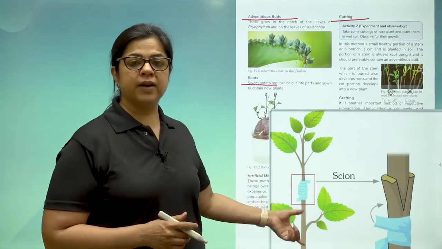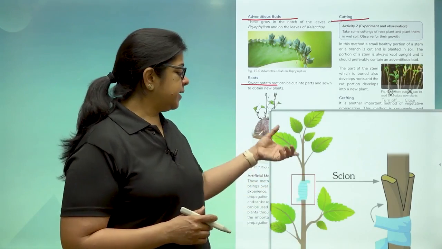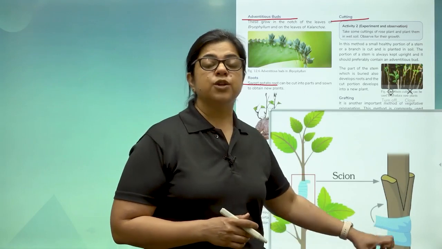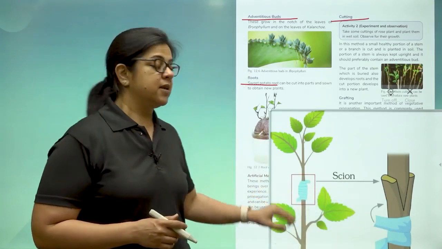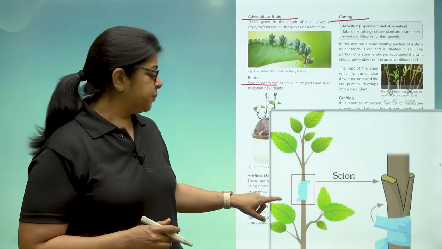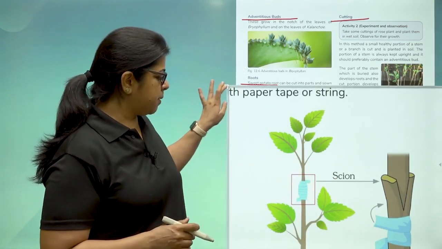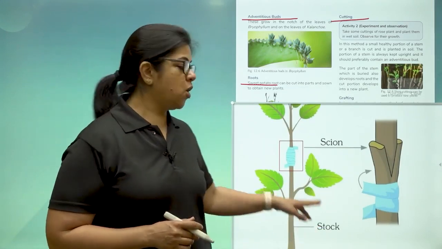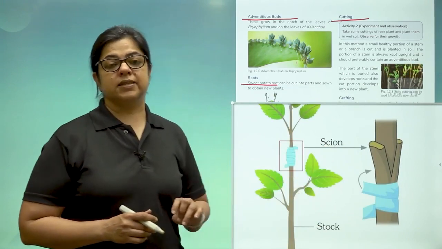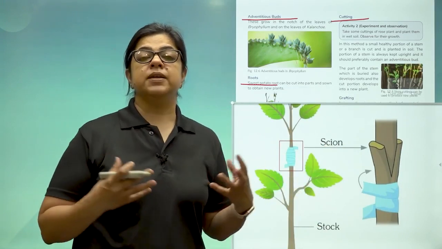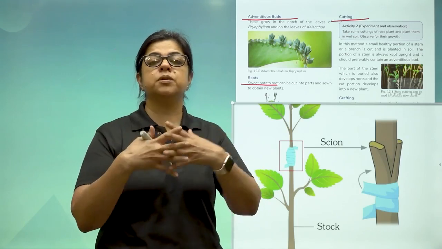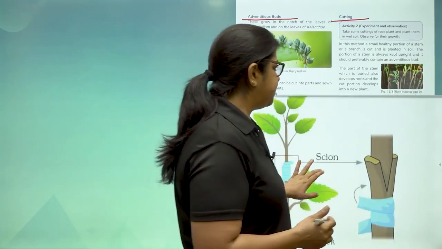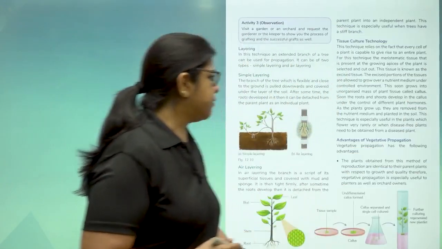The lower portion of one plant is taken and the upper portion of the other plant is taken. So the lower portion is already in the soil. The roots are already in place. The upper part of the new plant is bound to the lower part with the help of a tape. So the lower part is known as the stock, the upper part is known as scion. Over a period of time, tissues begin to grow and both the parts join together into one new plant. So this is called grafting.